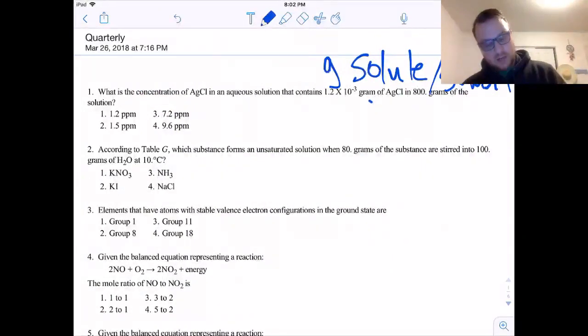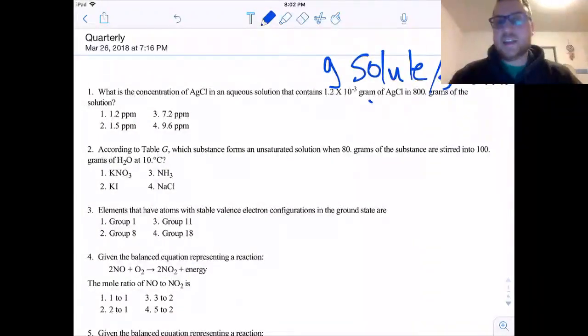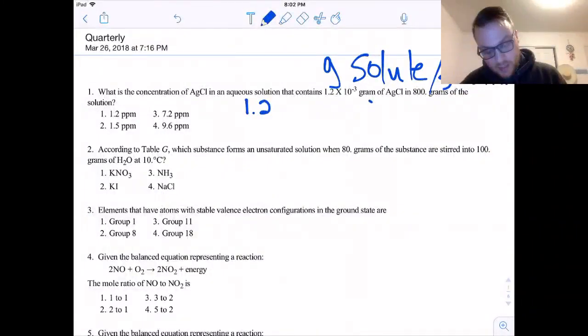So your solute is what's being dissolved, which is basically thinking of any substance that's not water. Water is almost always the solvent in chemistry, unless the problem says otherwise. The solute is whatever you're dissolving, which in most cases is some salt of some kind or sugar. And you just take those two things. Our solute here is silver chloride. Our solution we're given as 800 grams. And then you divide them, and don't forget to multiply it by 1,000,000.